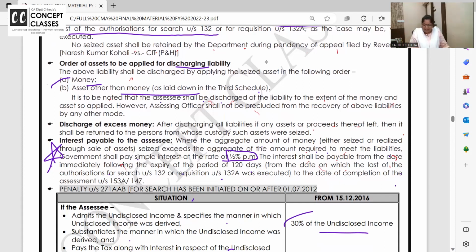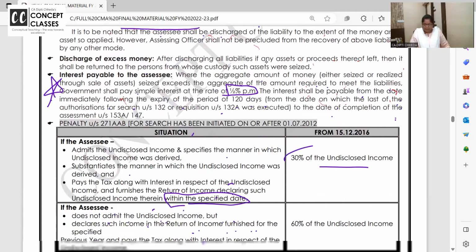234D. Interest shall be payable from the date immediately following the expiry of 120 days from the date on which the last of authorization for search under 132 or requisition under 132A was executed to the date of completion of authorization. So 120 days के अंदर वापस दे देंगे.